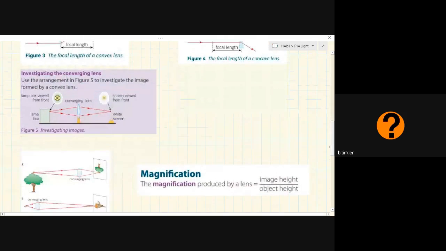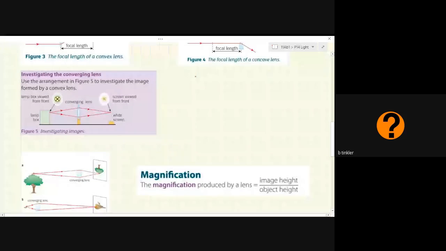This would have been the experiment that we did, and we'd have found the image formed by this converging lens. We could use that to look at the features of images. Remember, images can be magnified or diminished, upright or upside down, inverted, and they can be formed on a screen, so that we'd be investigating real images here, or they can be virtual.